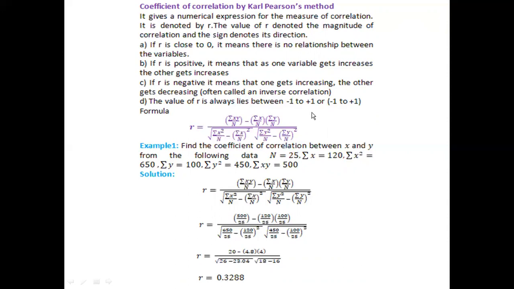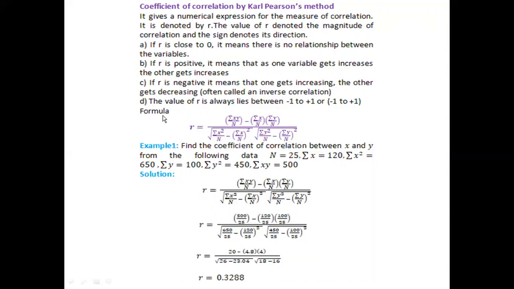If the value of r is +1, we say that there is a perfect positive correlation. If the value of r is -1, we say that there is a perfect negative correlation. But the value of r is never below -1 or above +1. It always lies between -1 and 1.